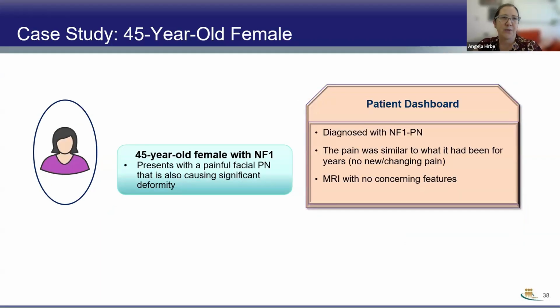So moving on to another case, this is a 45-year-old female with NF1. She presented with a painful facial plexiform neurofibroma that was also causing significant deformity. And this patient was diagnosed with an NF1 plexiform neurofibroma as a child. The pain was similar to what it had been for years, so no new or changing pain. And MRI for her showed absolutely no concerning features.